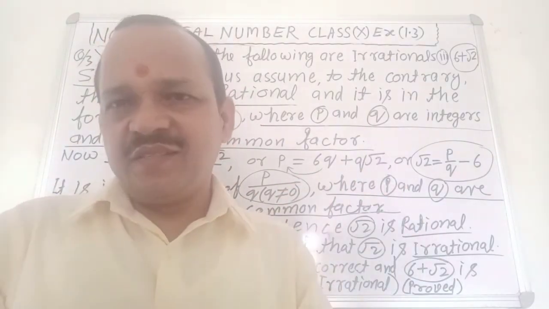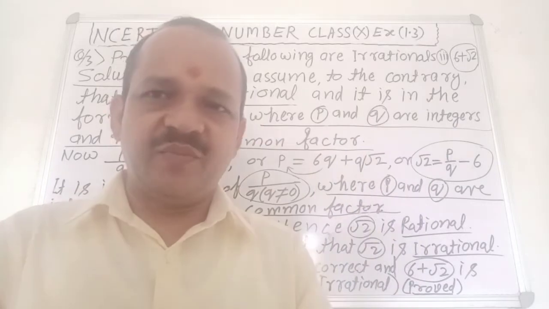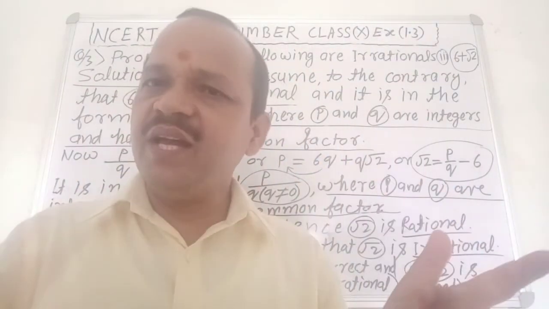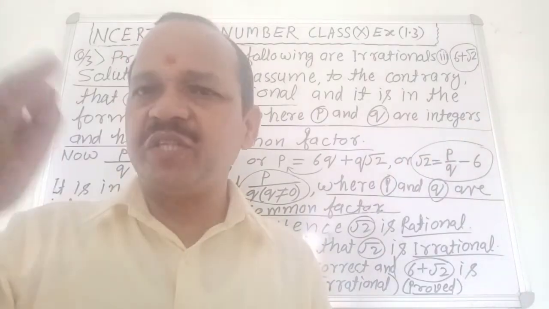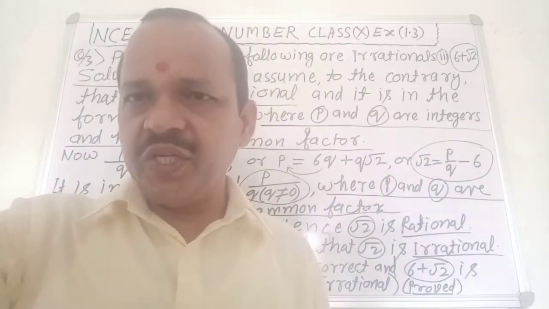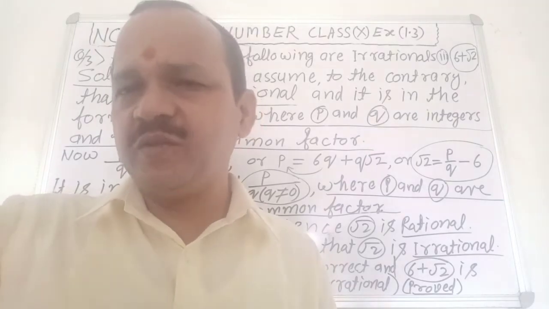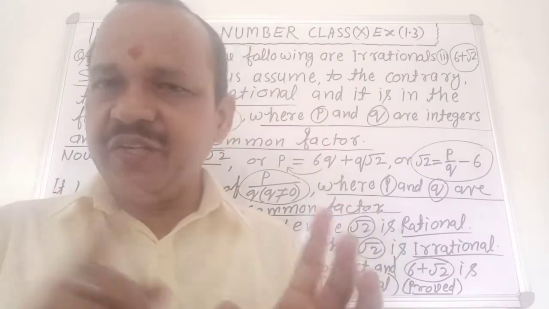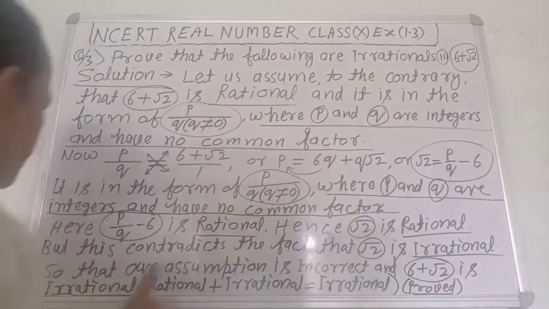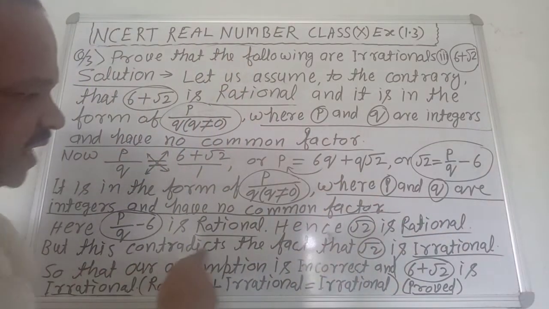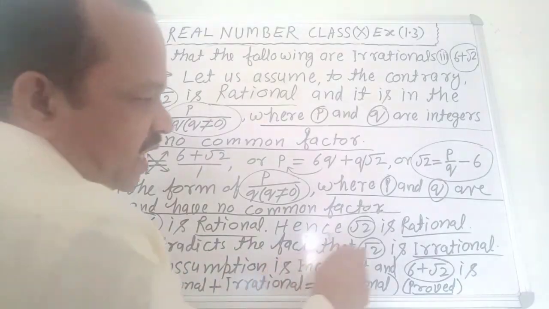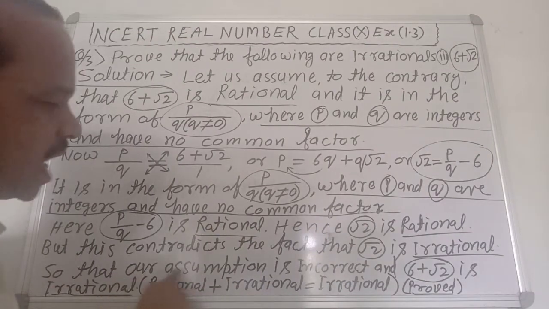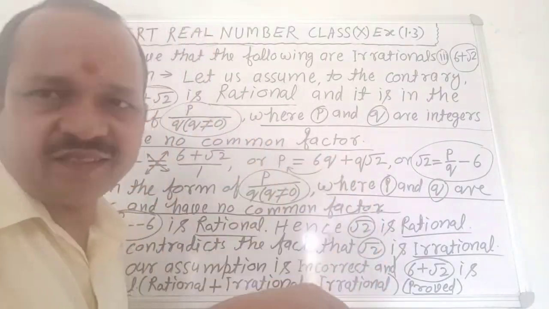root 2 is naturally an irrational number. The roots of all prime numbers are irrational. For example, root 2, root 3, root 5, root 7, root 11, root 13, root 17, root 19, root 23, and so on. Concentrate your mind and see the board. But this contradicts the fact that root 2 is irrational, so our assumption is incorrect.